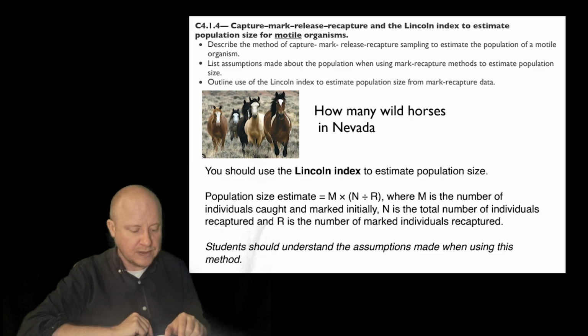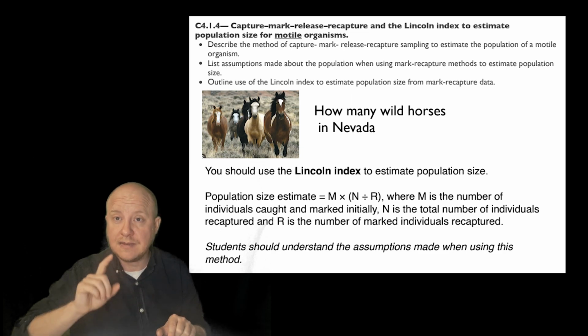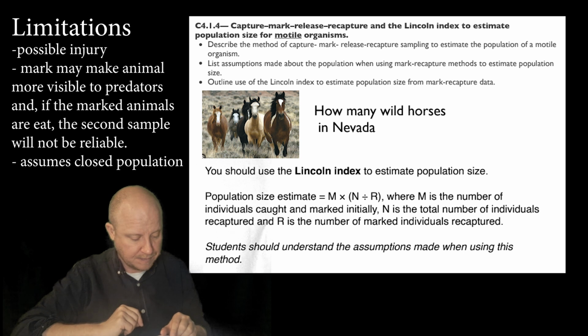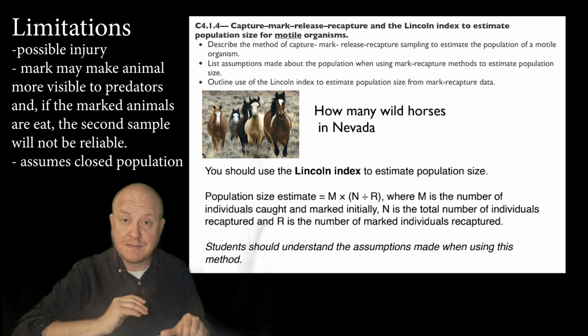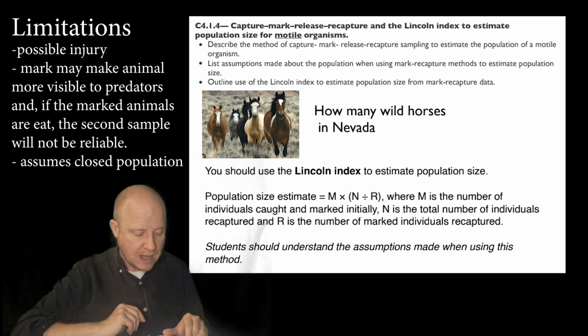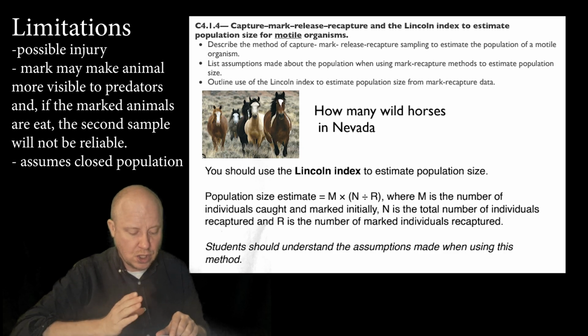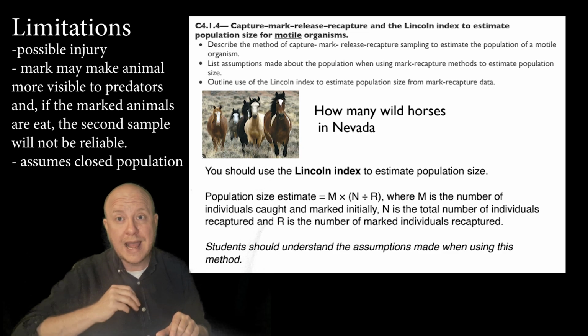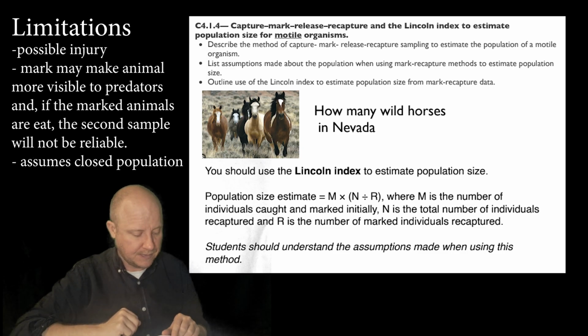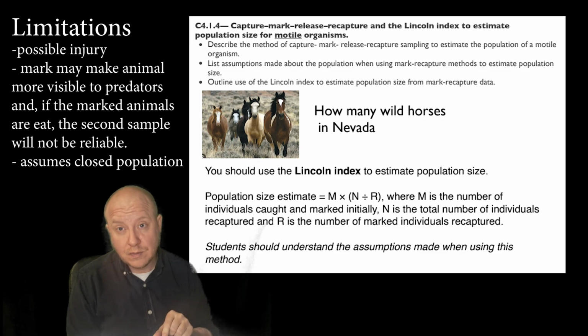The capture, mark, release, recapture method has some limitations. You need to know these limitations. Capturing and marking the animals may injure them. The mark may make an animal more visible to predators, and if the marked animals are eaten, the second sample will not be reliable. It assumes that the population is closed with no immigration or emigration. The last point is a rather big assumption, because very few populations are closed.